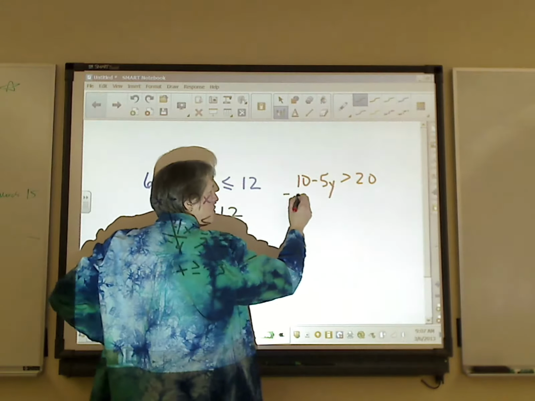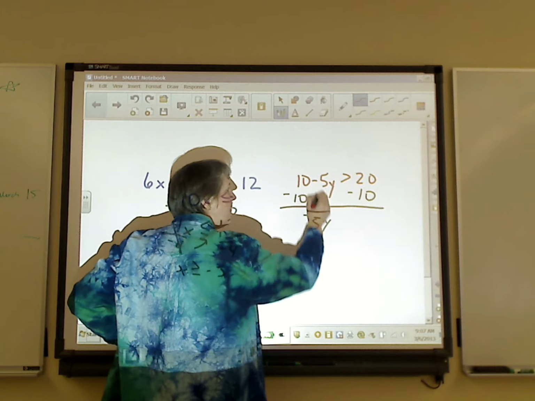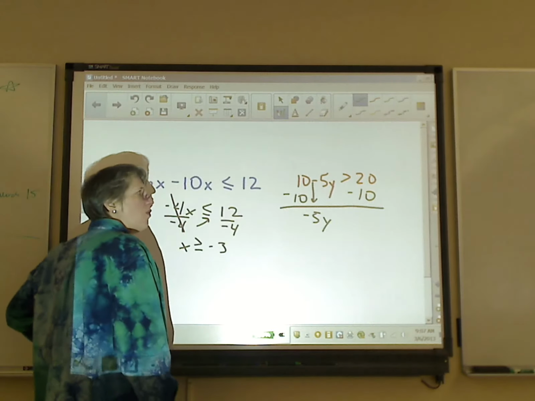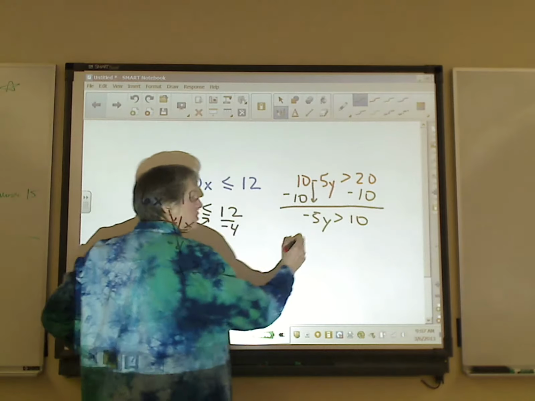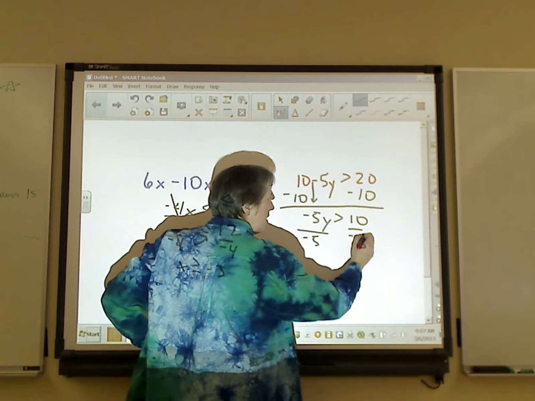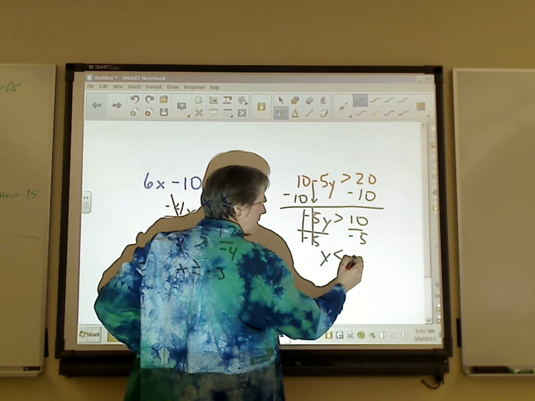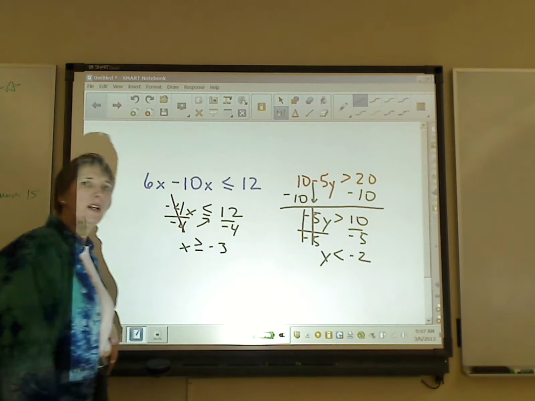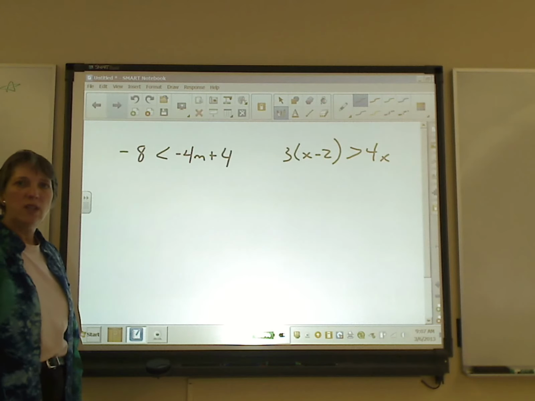Here, we're going to subtract 10 from both sides, just like an equation. Bring down our negative 5y is greater than 10. We're going to divide both sides by negative 5. When we do, the sign flips, and it becomes y is less than negative 2. All right? I want you to try these two problems.